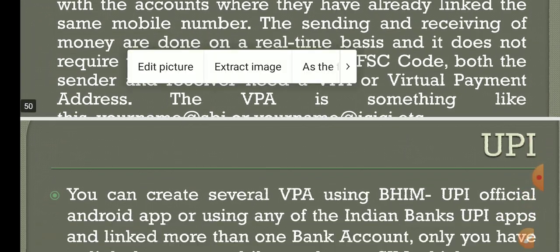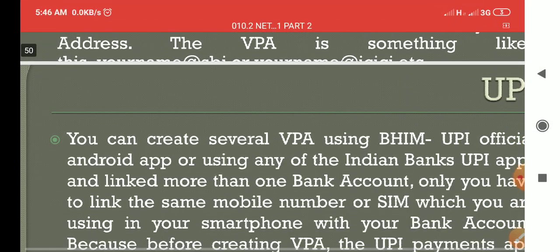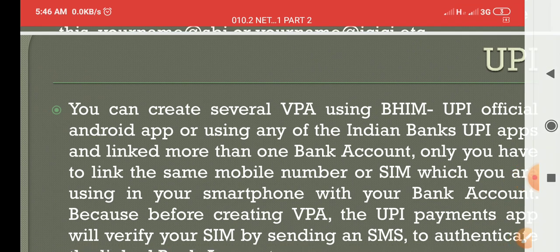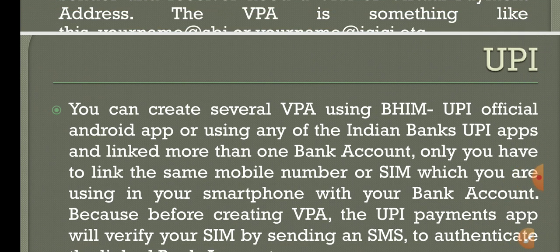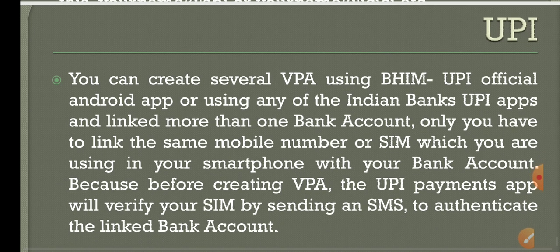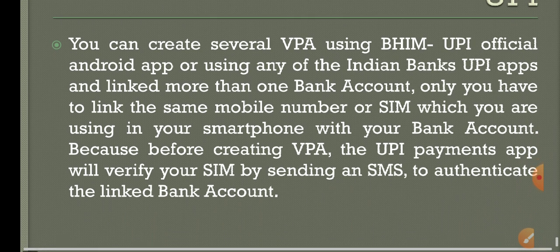Now you can create several VPAs using this BHIM UPI official Android app, or using any of the Indian banks' UPI apps, and link more than one bank account. You only have to link the same mobile number or SIM which you are using in your smartphone with your bank account. Before creating a VPA, the UPI payments app will verify your SIM by sending an SMS to authenticate the linked bank account.